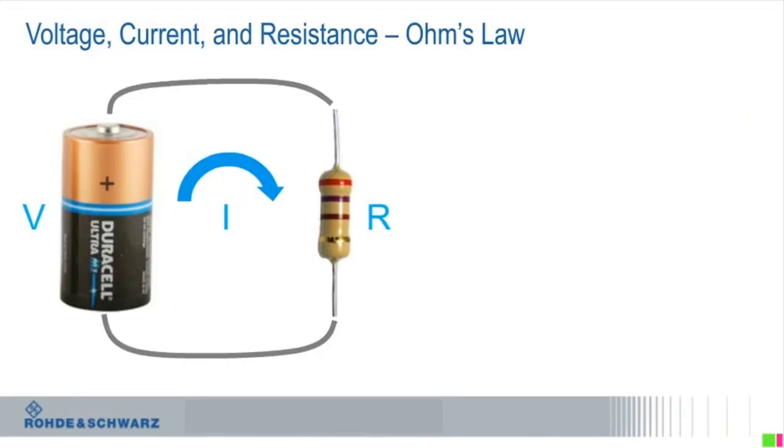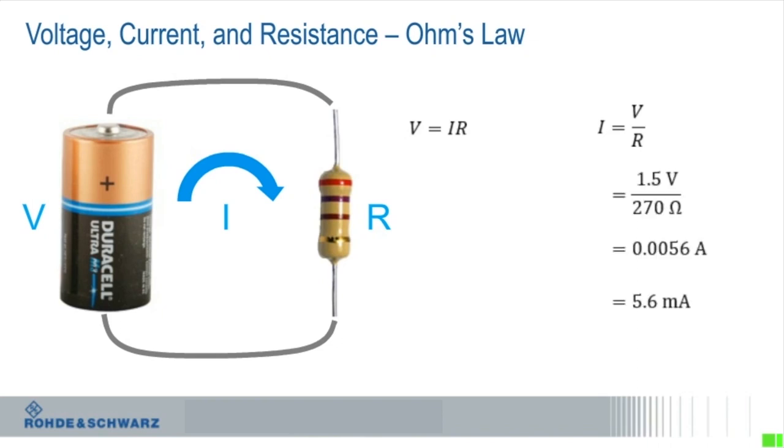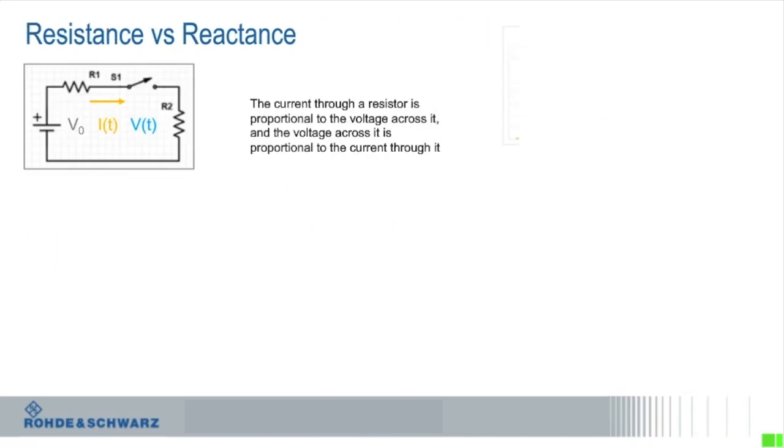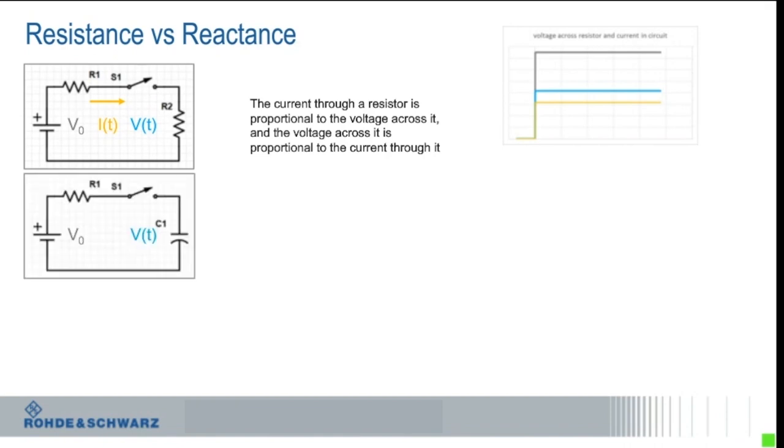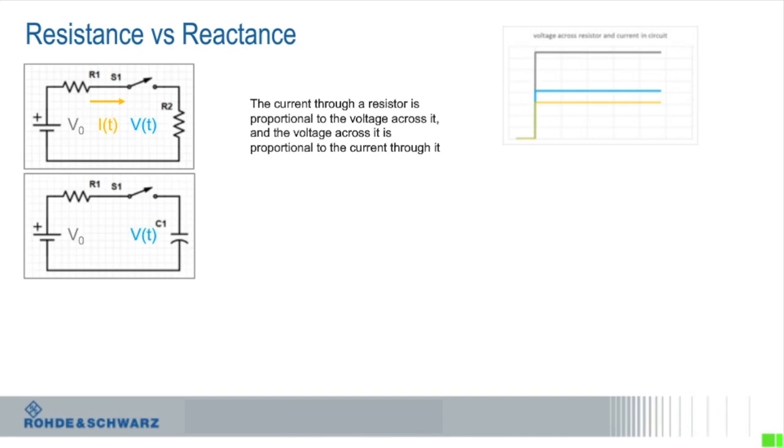Okay, so hopefully this, again, is stuff you're familiar with. Voltage, current, resistance, Ohm's law. This is the most basic thing in electrical engineering, right? V is IR, Ohm's law. And you can move that around, solve for current, resistance, whatever you want. Okay, so resistance versus reactance. Resistance obviously is just a fixed current level, or fixed voltage level. It's not varying with time.